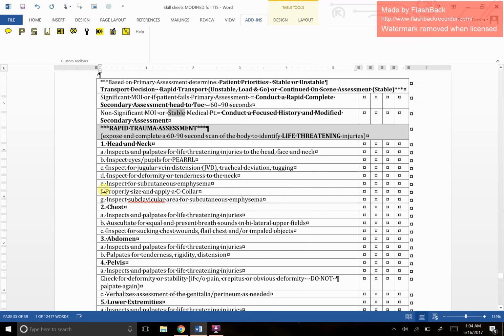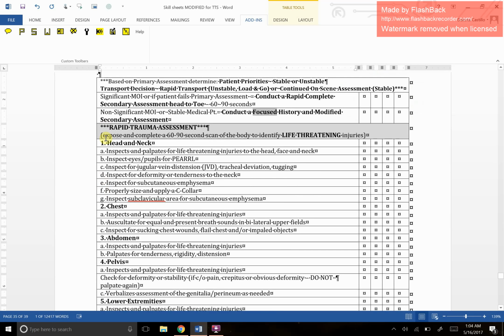Non-significant MOI or stable medical patient equals conduct a focused history and modified secondary assessment. Rapid trauma assessment. Expose and complete a 60 to 90 second scan of the body to identify life-threatening injuries. 1. Head and neck. A.